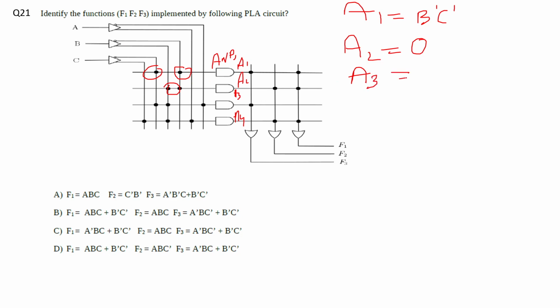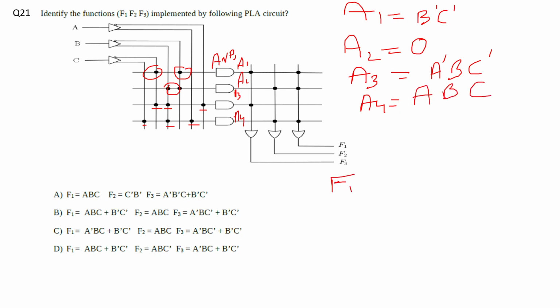Then we have A3. A3 is this thing, so this is A complement B C complement, right? Then I have A4. A4 is A B C.